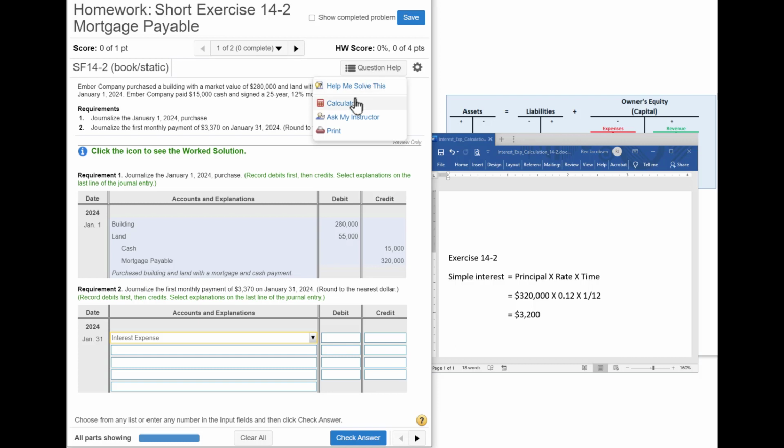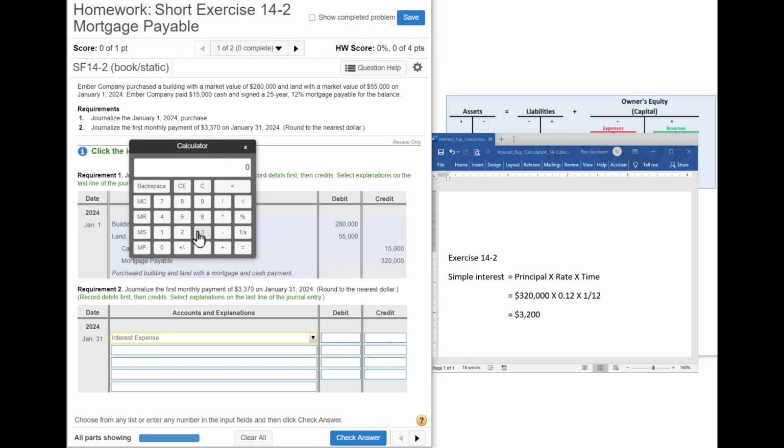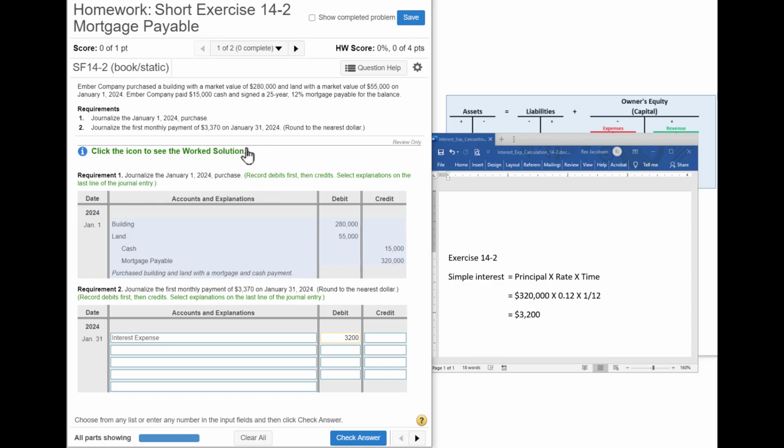So I'll show you how you can do it on your calculator. If you like using the calculator in my accounting lab, we're going to enter 320,000 times 0.12, which is 12%, equals, and then divide that by 12. And that gives us our $3,200 of interest expense. To shoot that into this cell, I could just select the cell and hit this arrow. And it shoots it over into the cell and I don't mistype it. Let's see what else is going on here.